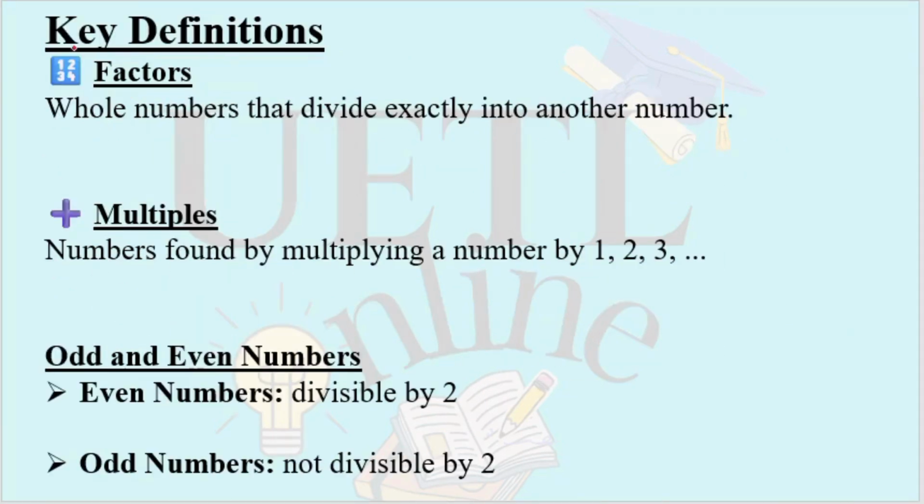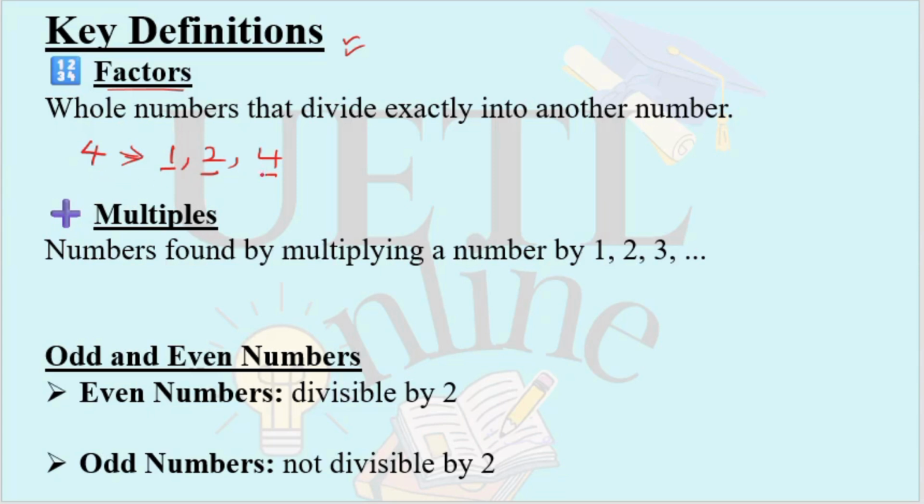Next, let's go on to talk about key definitions of the numbers. The first definition is factors. Factors are whole numbers that divide exactly into another number. This means that if you have a number, any whole number that divides exactly into that number is a factor. Let's say you have the number 4. You can see that 1, 2, and 4 divide exactly into this number. So we can say that 1, 2, and 4 are factors of 4.